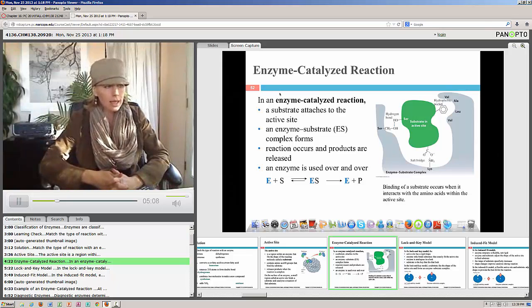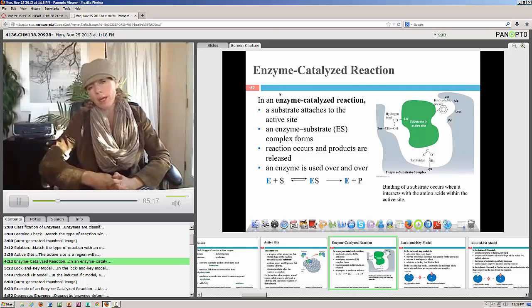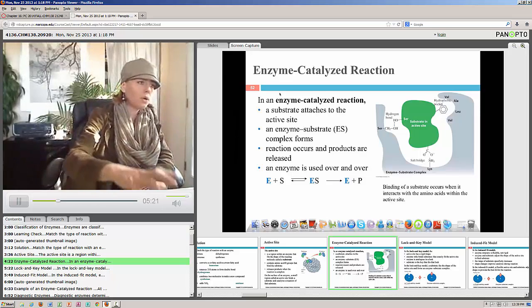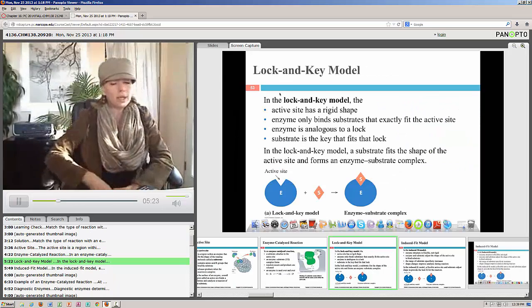E plus S can produce, and it's a reversible reaction, the ES complex, right? And then it will release E, which is your original enzyme, and P, your product that came from the substrates. Okay, and then once that enzyme is released, it can be used again and again.